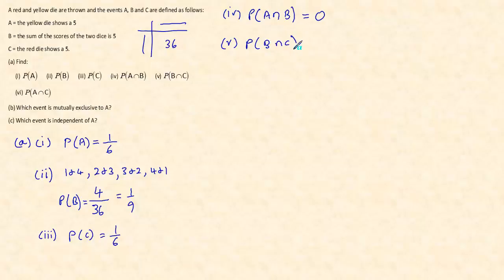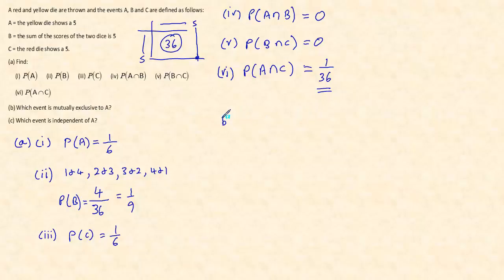B intersection C, well, that's also 0 for the same reason. This one says the red die shows a 5. Now, if we come to 6, that's the probability of A and C. So if we think back to our grid where we have 36 possible outcomes, one of those outcomes would be where this die shows a 5 and this one shows a 5. So that's just one outcome out of 36.